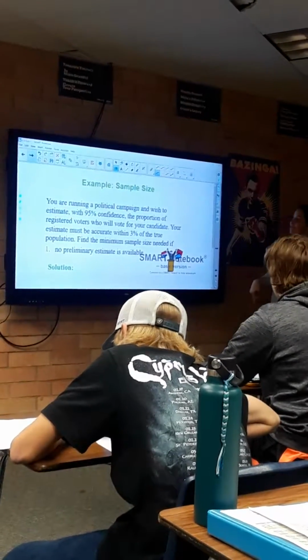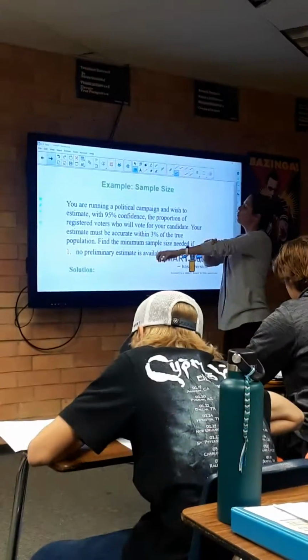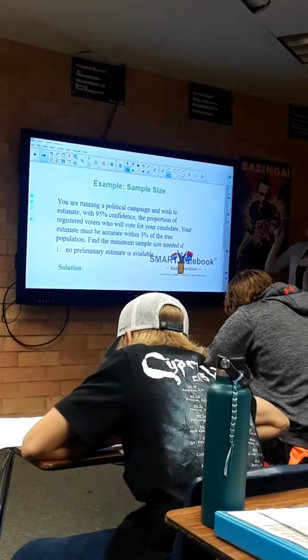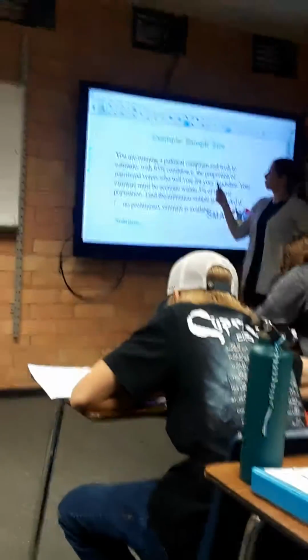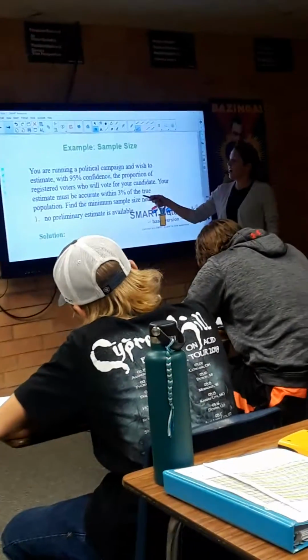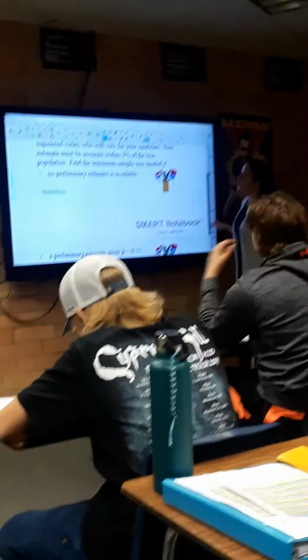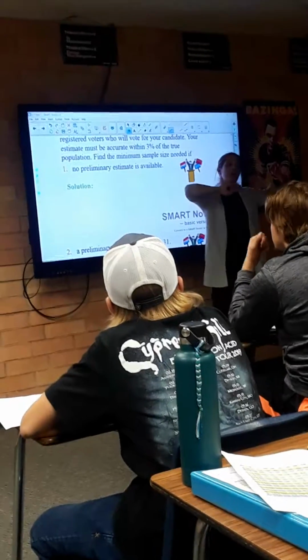You are running a political campaign and you wish to estimate with 95% confidence the proportion of registered voters who will vote for your candidate. Your estimate must be accurate within 3% of the true population. Find the minimum sample size needed if no preliminary estimate is available. So that means p hat and q hat are not given to you.